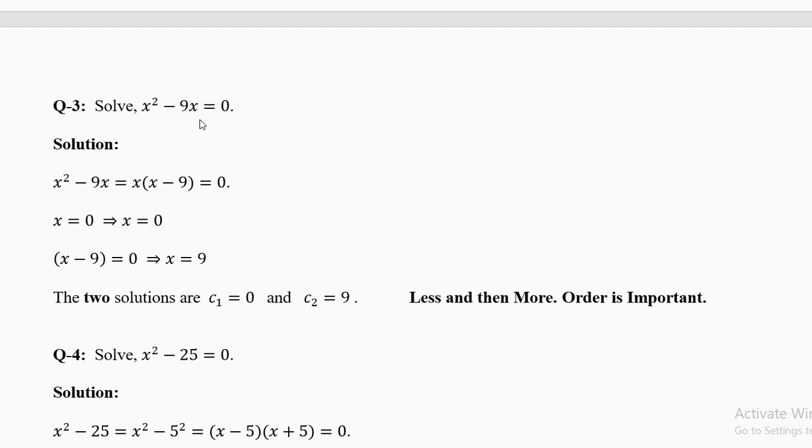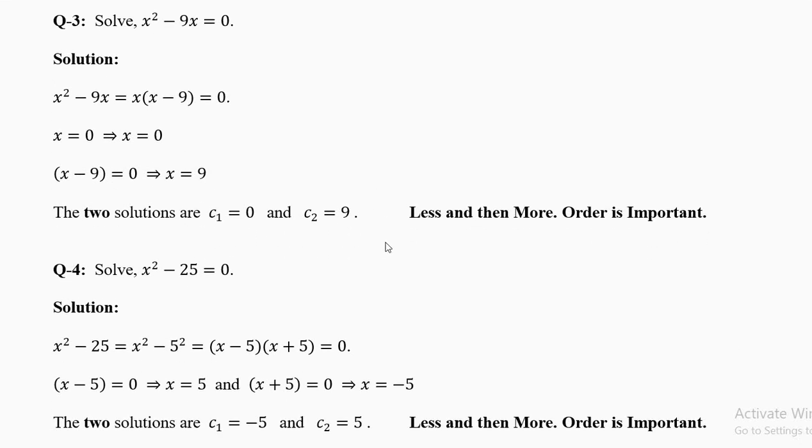Question 3. Solve x square minus 9x equal to 0. Here we cannot use two-term factorization. Now we have to take x common. So we'll get x square is equal to x into x, 9x equal to 9 into x. Take x common in the bracket, you will get x minus 9. Now x into x minus 9 equal to 0. On the first occasion x equal to 0. On the second occasion x minus 9 equal to 0. Take this minus 9 to the right, you will get plus 9. So the two solutions are 0 and 9 in the correct order. C1 equal to 0, C2 equal to 9.